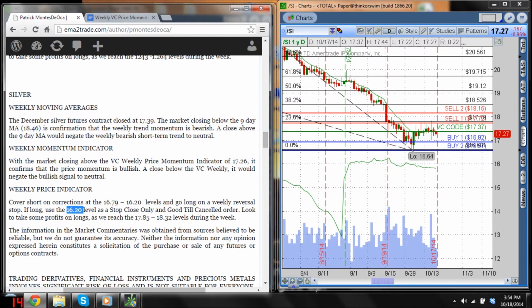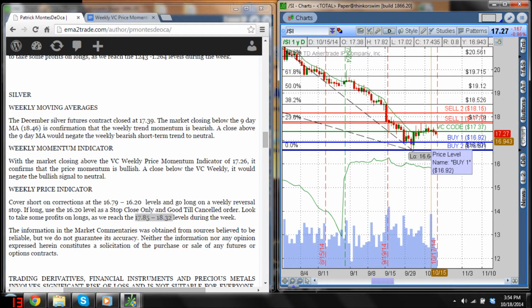If you are long, then look to take profits into that 1785 to 1832 levels. And this is what I told you coming into last week. Well, let's take a look and see what happened here. On the close of the 10th, 1739, the market by Wednesday made a high of 1782, I believe it was on Thursday, the 15th.